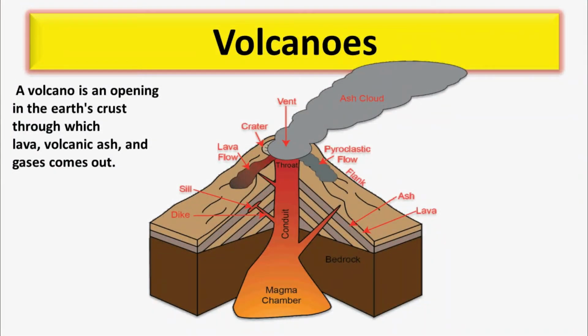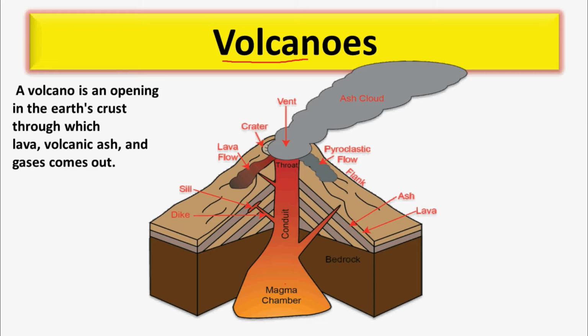The next force which is responsible for the changes on the earth is volcanoes. What is a volcano? A volcano is an opening in the earth's crust through which lava, volcanic ash and gases come out. Now look at this diagram to see what the main parts of a volcano are.